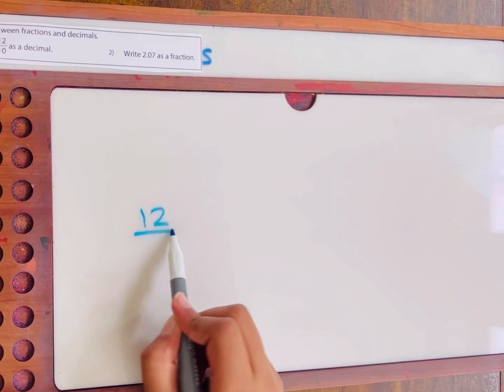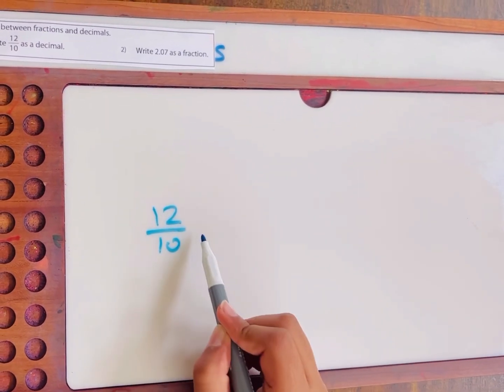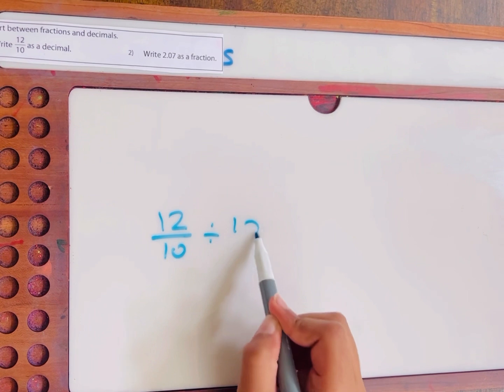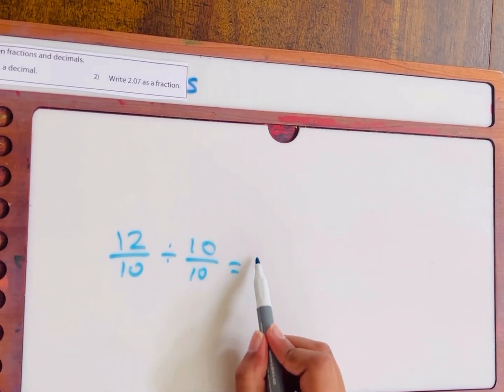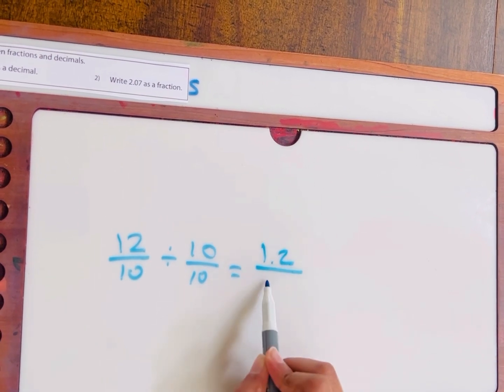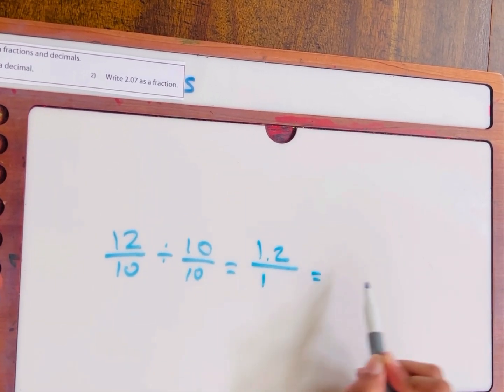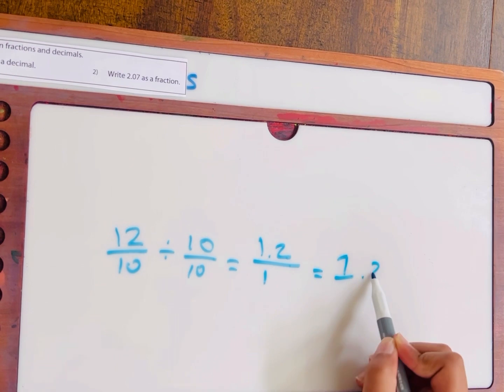Let's have 12 by 10. We can divide it by 10 on both numerator and denominator. We can get the decimal 1.2 by 1, which is anyhow equal to 1.2.